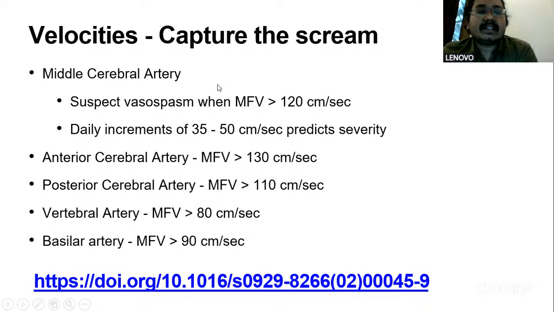Now, what happens is when you're looking for vasospasm and you're doing daily TCDs, even daily increments in mean flow velocities of MCA of around 35 to 50 centimeters per second would predict severity. So today we have done and we are getting mean flow velocities of 100. Tomorrow we have got mean flow velocities of 150, and day after tomorrow it is 200. So these daily increments in mean flow velocities also predict occurrence of vasospasm and its severity.